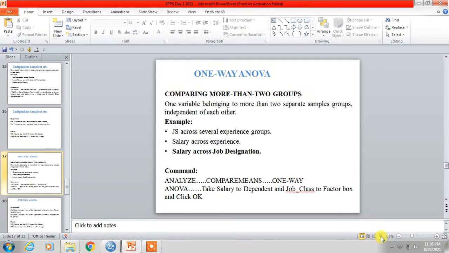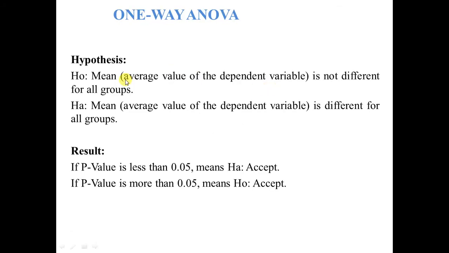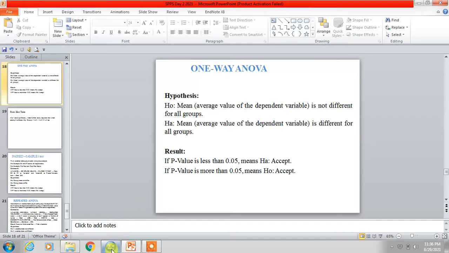So the hypothesis will be developed in this way. The H0 shows that the mean average value of the dependent variable, which is the salary of the employee in this case, is not different for all groups. Means whether the people are in top management, or middle management, or low management, their salary is same. H1 shows that the mean is different for all the groups. It shows that the average salaries of the employees are different. So how can we do it?